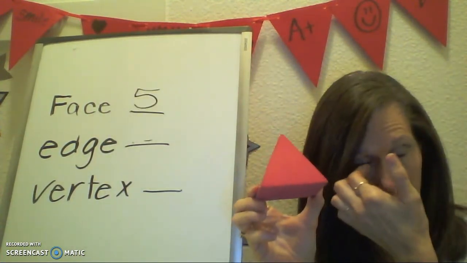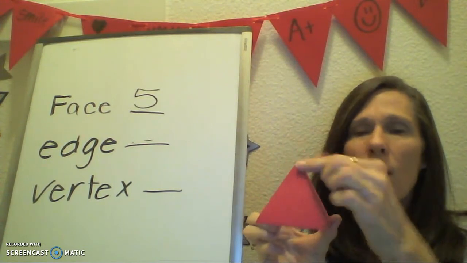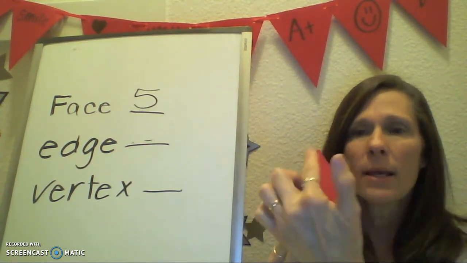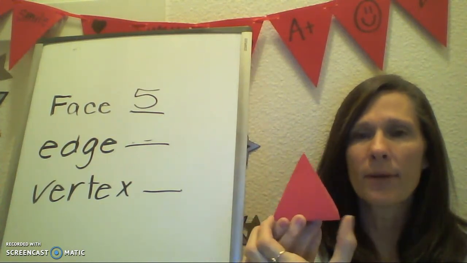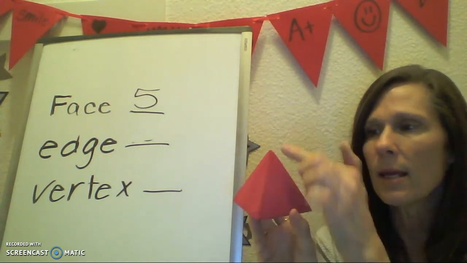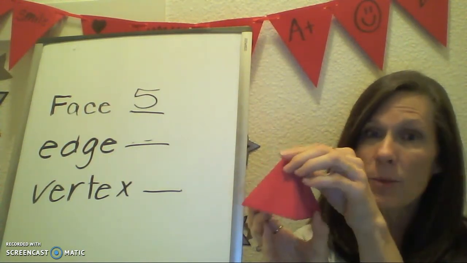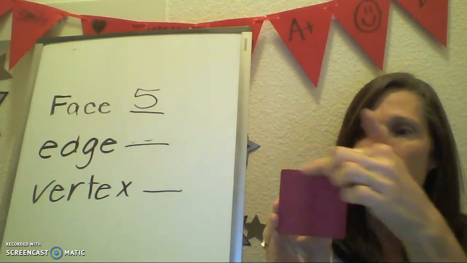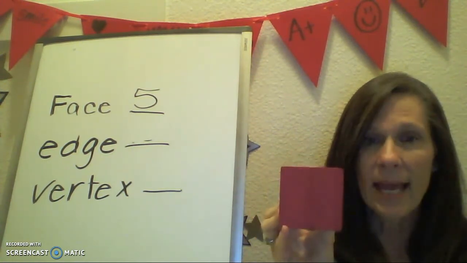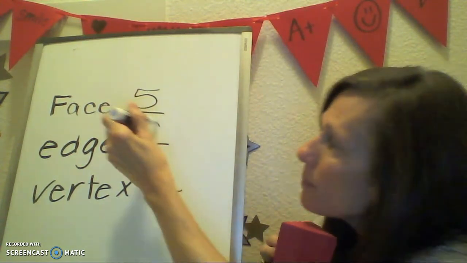All right, let's count the edges. Ready? Here we go. 1, 2, but we can't forget about the ones in the back, right? 2, 3, 4, and we can't forget the ones on the bottom. 4, 5, 6, 7, 8, right? 8 edges on our pyramid.